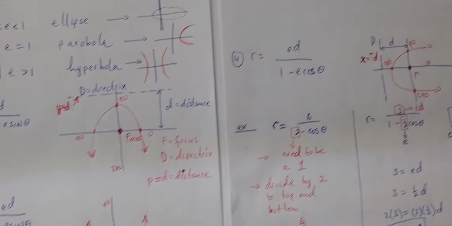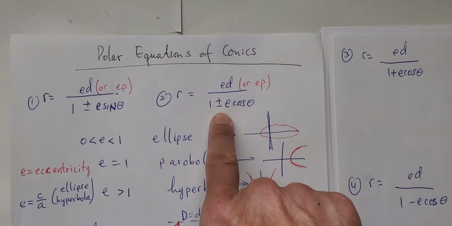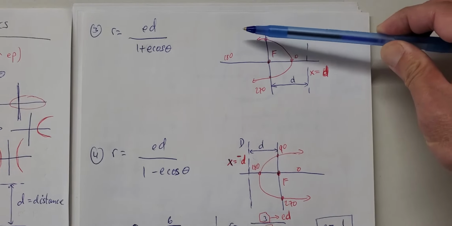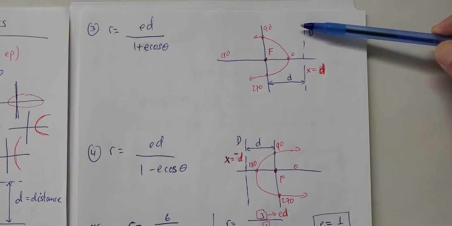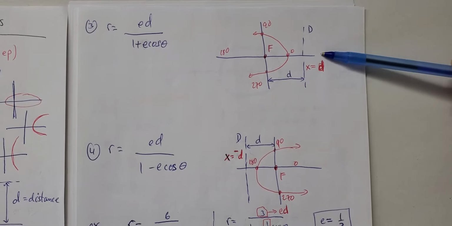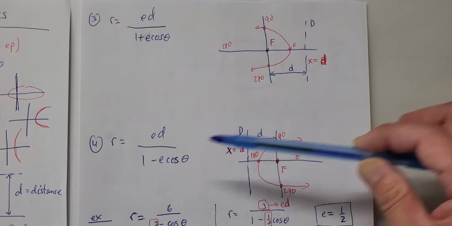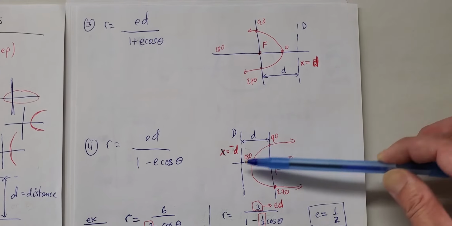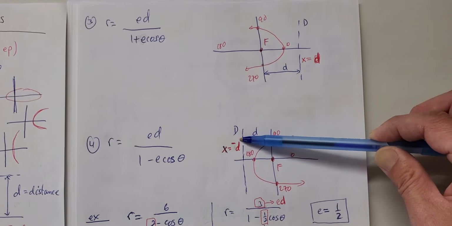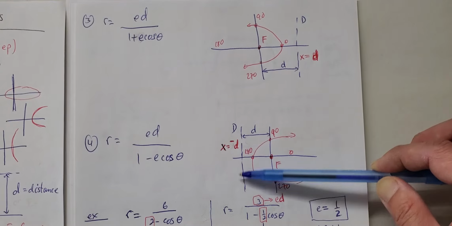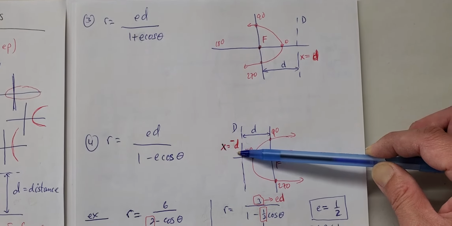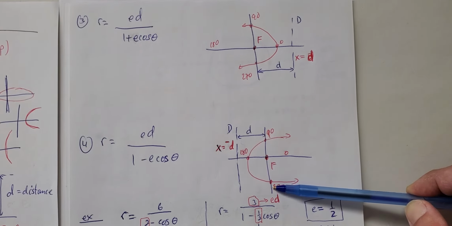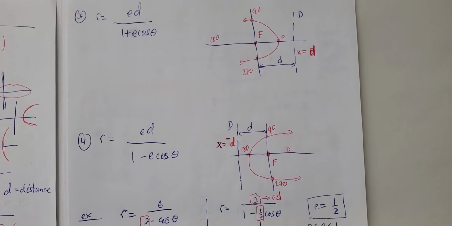Now let's do plus and minus cos. If I have plus cos, it will face to the left. Your directrix is on the right side, and since it's on the right side, it is positive. If this is minus cos, then your graph will face to the right side, and your directrix is on the left. And since it is on the left, the directrix has to be minus. Again, you're still using 0, 90, 180, 270 to graph.